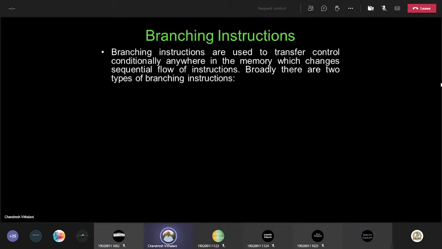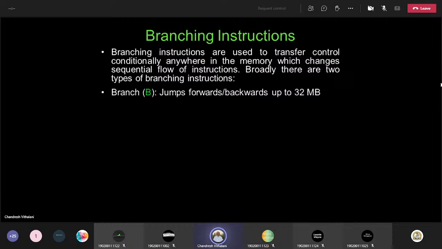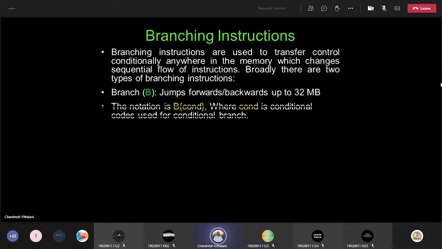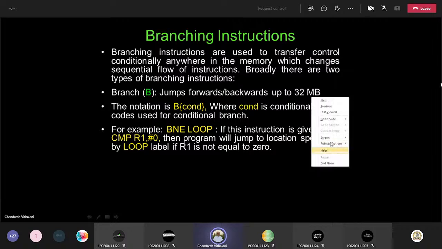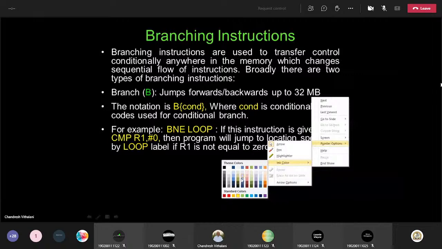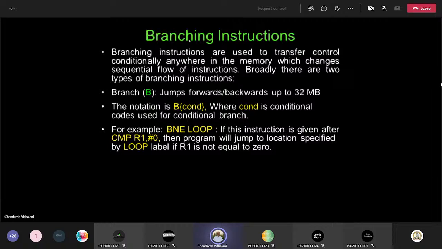Then there are branching instructions. It's very simple in ARM. In a branching instruction, simply B is written, B for branch, and then you have to specify some condition. So I can write a simple instruction like this. You can write instructions in this way: B here. So it's a simple branching instruction.